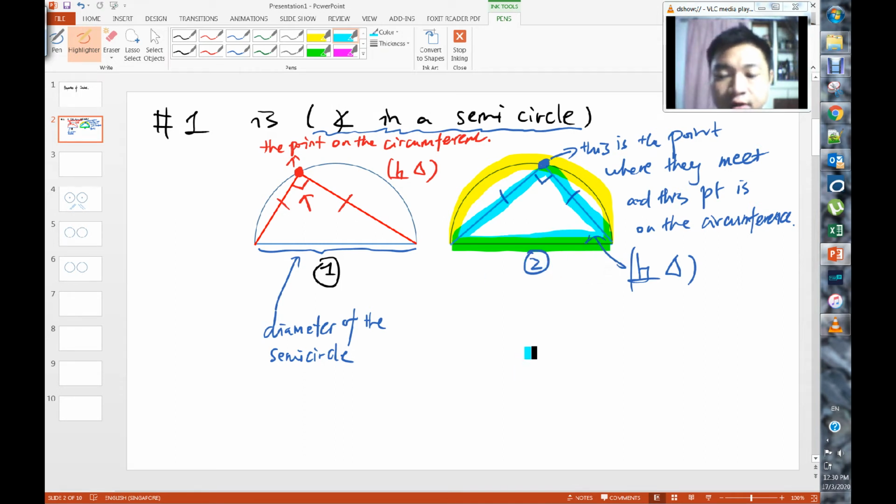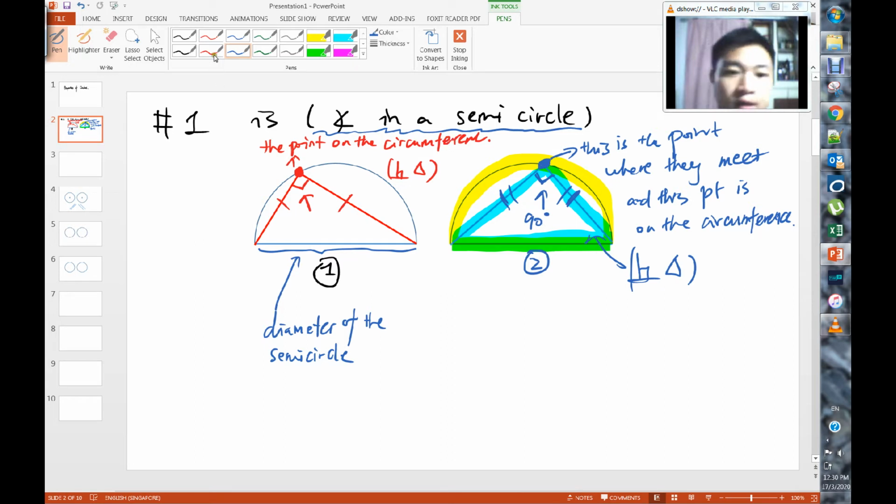Inside the semicircle, these two lines must meet at a point, and this point must be on the circumference. If you meet these requirements, you should be able to get a right angle triangle. So that means this angle is 90 degrees.